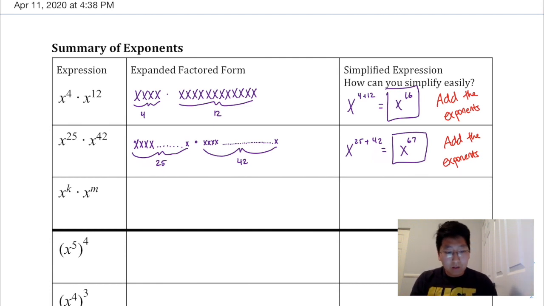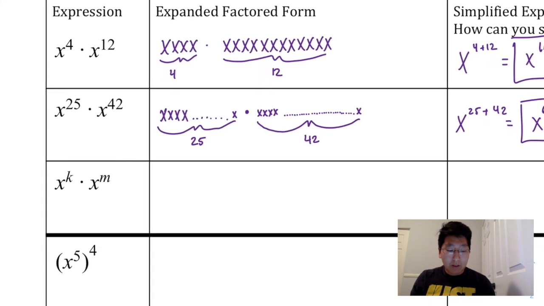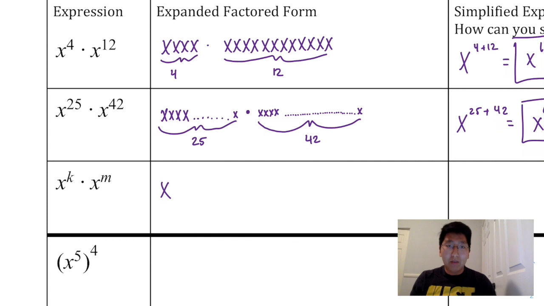Okay, so here's my final example for multiplying exponents. X to the k. Now, k, that's a variable, right? You don't know exactly what number that is.